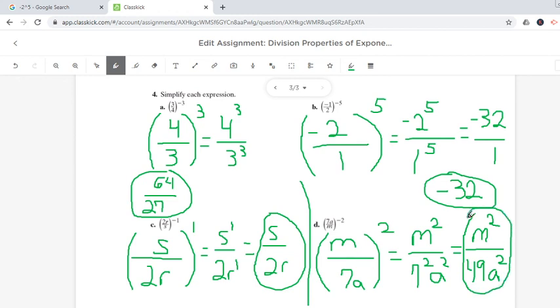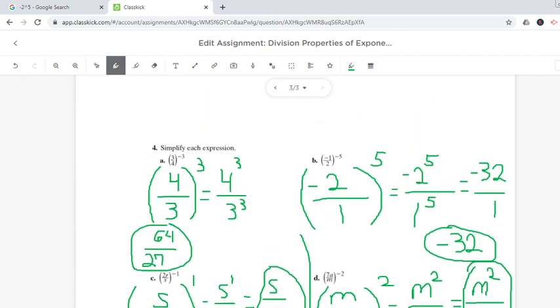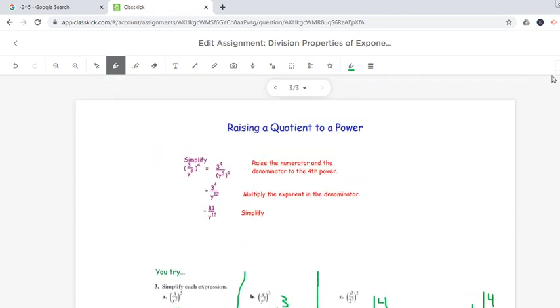So it's m squared over 49a squared. Okay, so that does it. So we finished the whole algebra series. So hope you enjoyed, hope you learned, and have a good summer break.